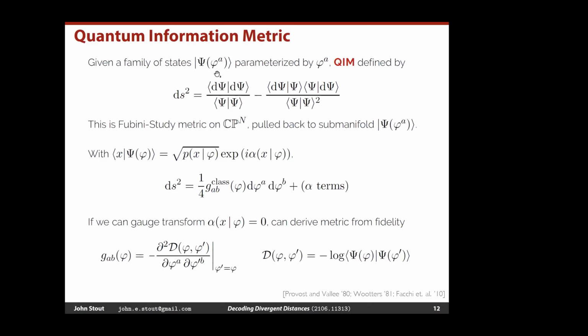And the reason why it's called an information metric is because if I write my state in this form, I have the probability distribution associated with the state, and then this phase factor associated with the state. Then I find that the quantum information metric is the classical information metric plus terms that depend on this phase. That's kind of what we would expect. Quantum information theory is classical information theory plus phases in some sense.